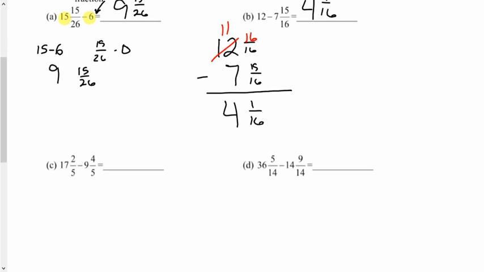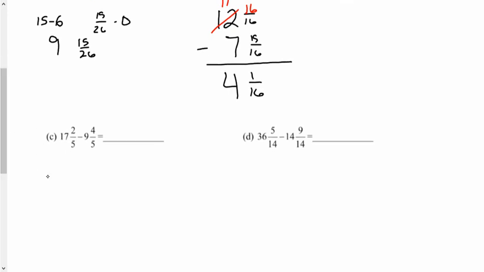Let's do this next one. We're going to do it by changing everything to improper fractions. We could do that same idea from before, and I'm just going to show you super fast what that looks like. If I do this, I would borrow from this. If I borrowed 1 from the 17, and I made that 16, what I would do is add 5/5 to this. So 17 and 2/5 becomes 16 and 7/5 minus 9 and 4/5 makes 7 and 3/5.